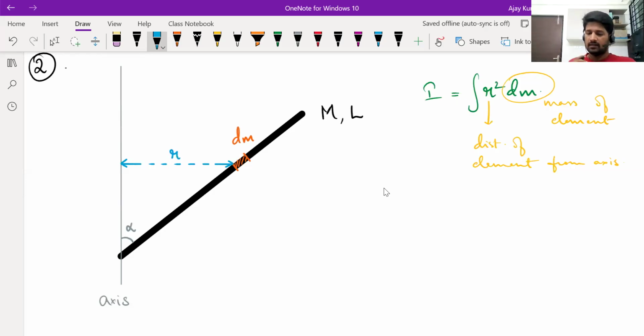We need to integrate r square dm to get the total moment of inertia. I is equal to integral r square dm. And in order to integrate this, you know dm should be expressed in terms of dr. This is where it gets slightly tricky in this case. Now, dm is the mass of an element. Mass of an element can always be written as lambda, linear mass density, which is nothing but total mass by total length, multiplied with the length of the element. Okay, mass is lambda into length of the element.